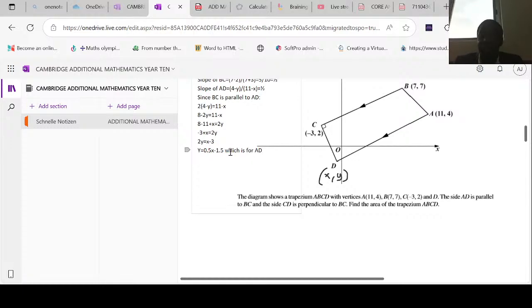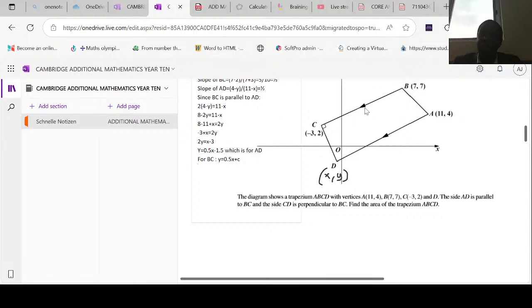So that one is for AD. For BC, it's still going to be y equals, well, both of them are parallel, 0.5 from the condition that they are parallel, so they have the same gradient, x plus a constant we don't know. You get it? So we are now to find what c is.